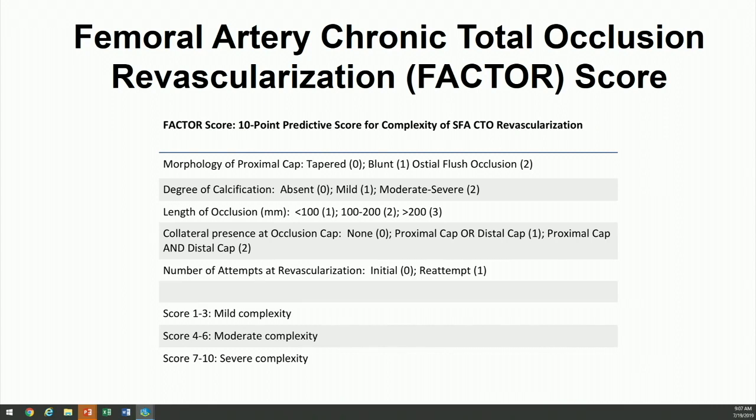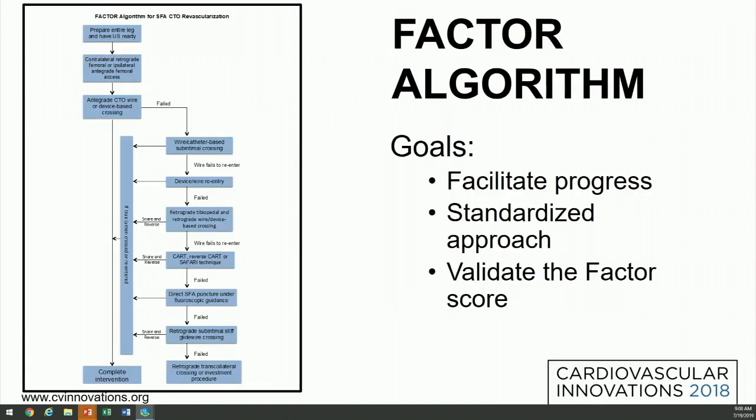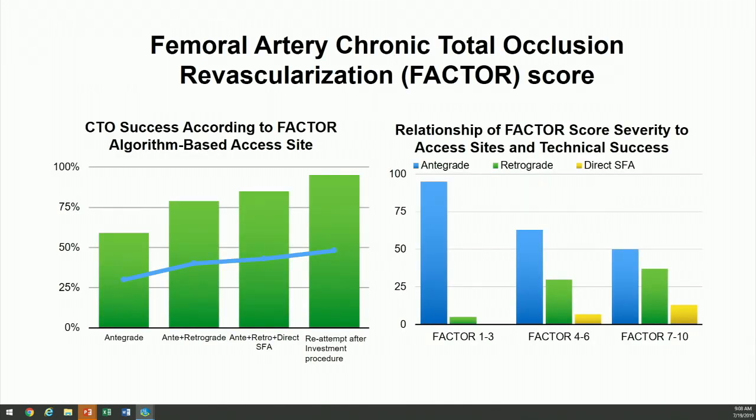We analyzed about 160 SFA CTOs and put together the factor score, which is in a way similar to the JCTO score in the coronary realm. And we use the factor score to develop the factor algorithm, or to help operators facilitate progress through SFA occlusions, standardize the approach, and validate the factor score. And based on our own internal data, we were able to show that the higher the factor score, obviously the lower chances of technical success, but also the higher the chances that you'll need multiple access sites to achieve success.